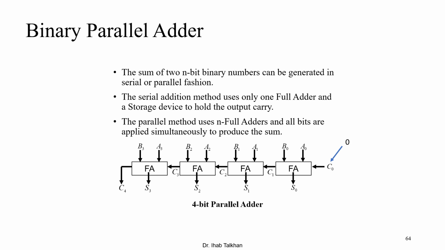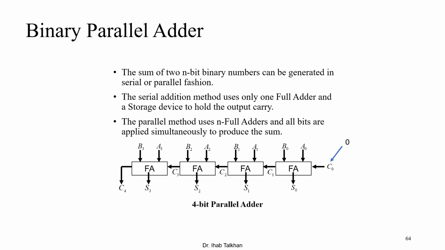For the parallel, you need only a full adder, and you know the full adder is composed of two half adders and one OR gate. So this will be less expensive, but it needs a huge number of full adders in order to add extra bits. But for the serial one, you have only one full adder and a storage device. But the sum of the two n-bit binary numbers can be generated in serial or parallel fashion.